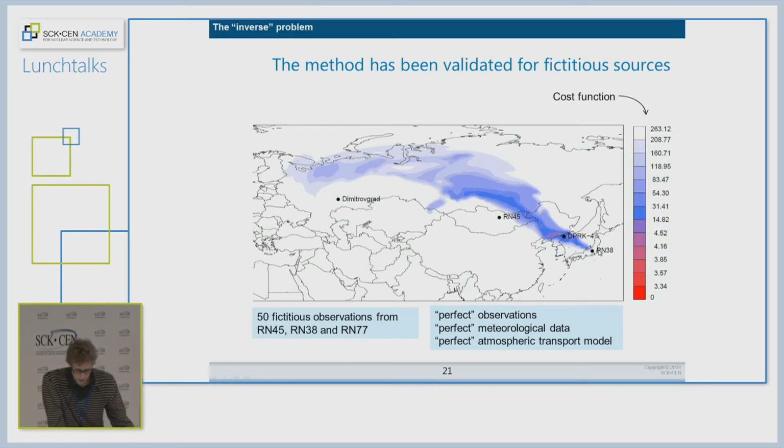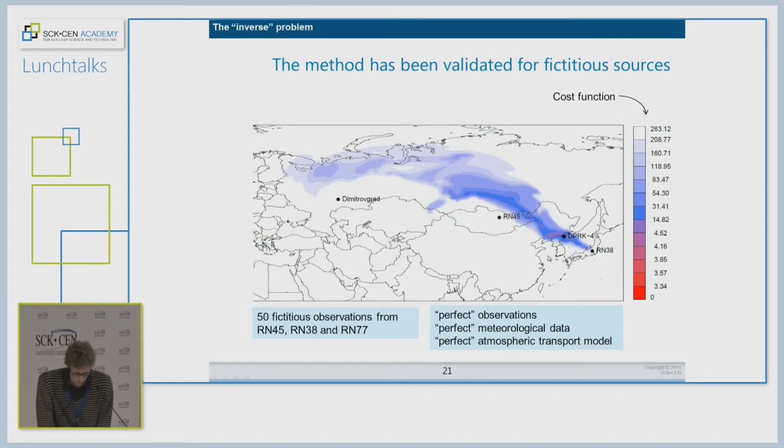So we assume a release at the DPRK, which is given here, and our method gives the following cost function. We see that most of the domain is of course not likely to be a source. However, there is a narrow plume, a narrow trajectory, where the source could well be located. And we know that the true location of the source is over here, and it fits quite nicely with the minimum value of the cost function.